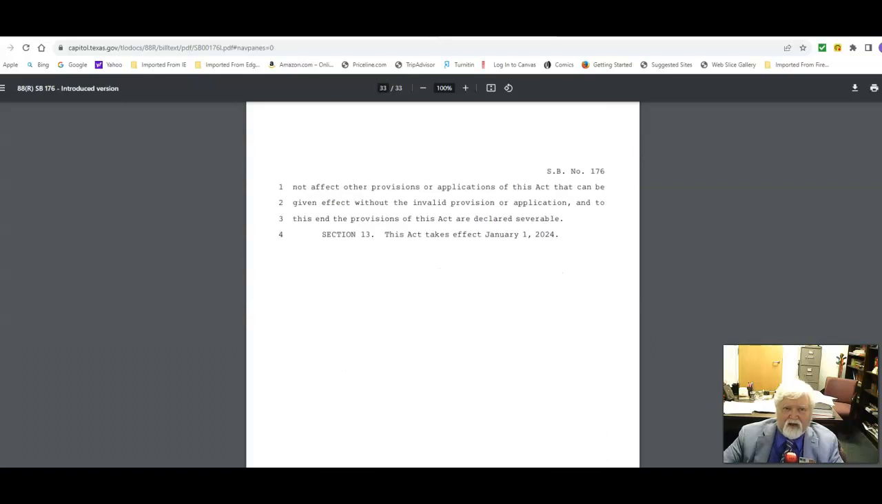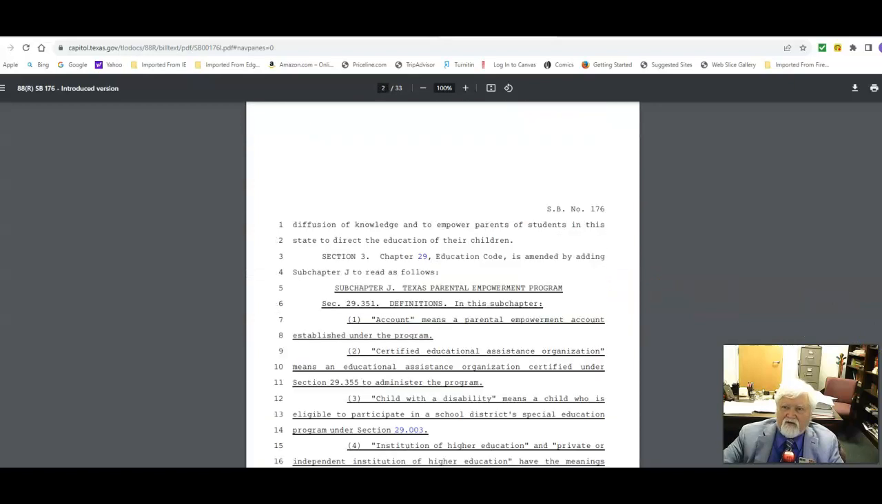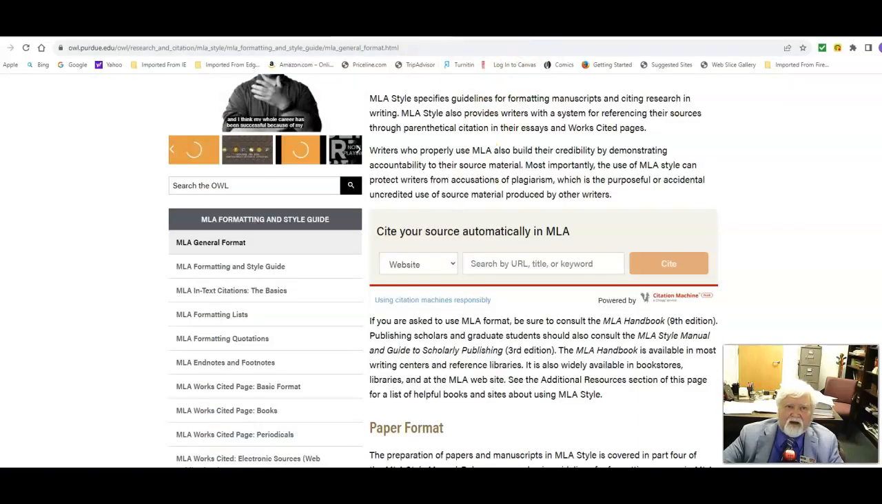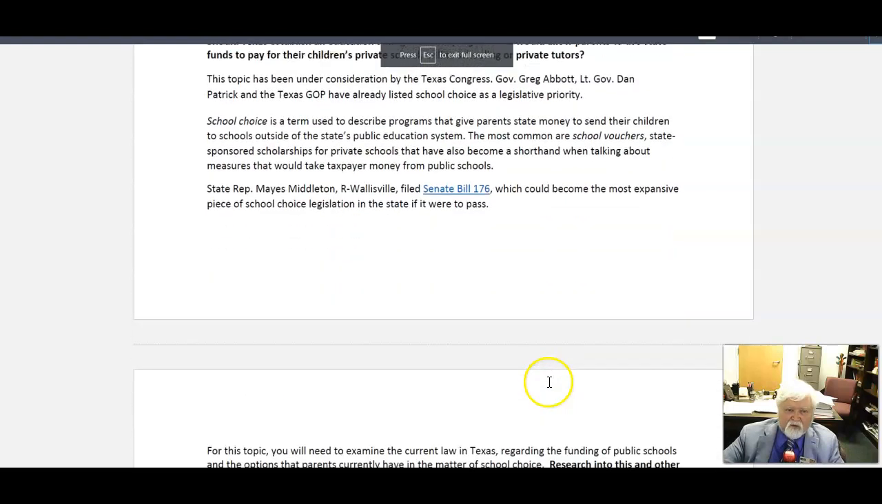Yeah, there you go. And this act will take effect January 1st, 2024. That is the plan they had for it. And it offers a comment. It's called the Texas Parental Empowerment Program, is what they want to call it. And so you have that particular link as well.